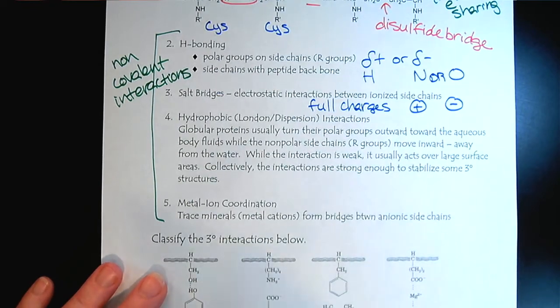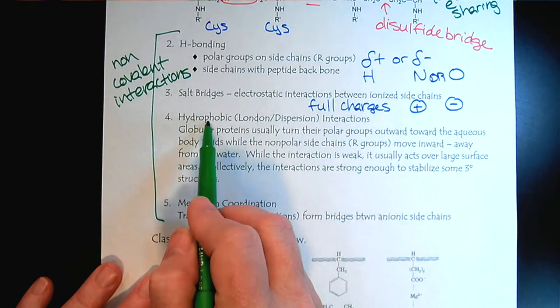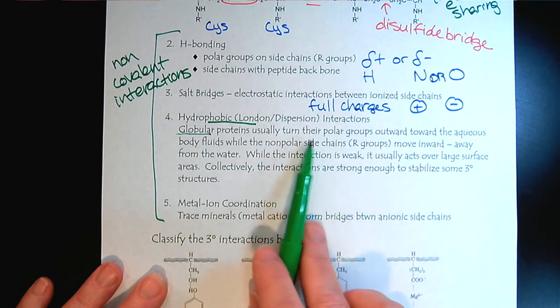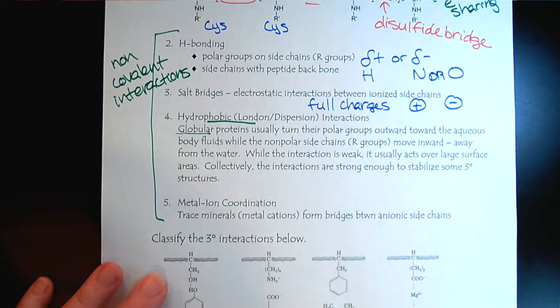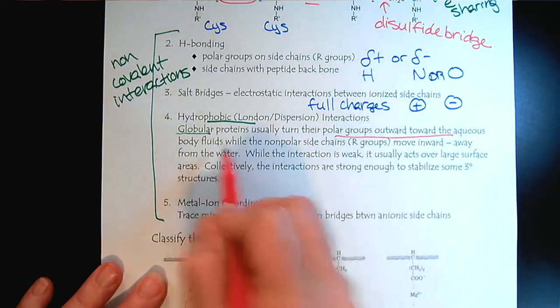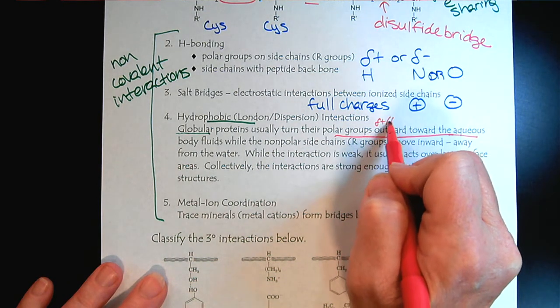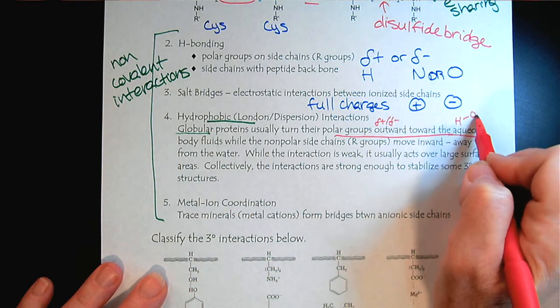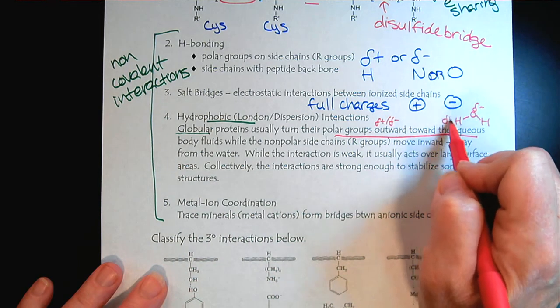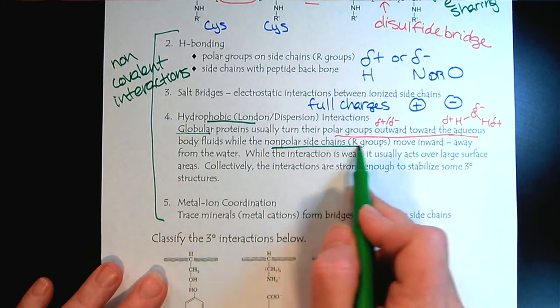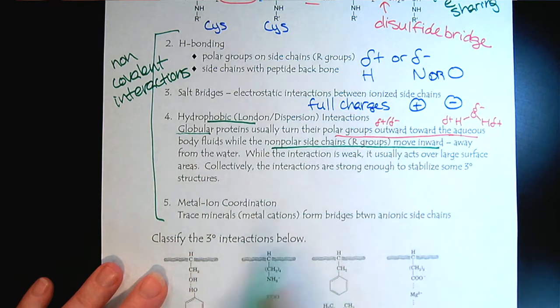Another very important interaction is the hydrophobic interaction, and we first learned about it as a London dispersion force. And this is a huge deal for globular proteins, because what happens is their polar groups point outwards to go with the water, because the polar groups have the partial plus and the partial minus, and so they love water with its partial plus and minus. And so then what that does is the nonpolar side chains move inward away from the water.